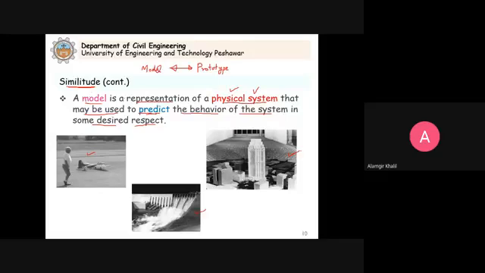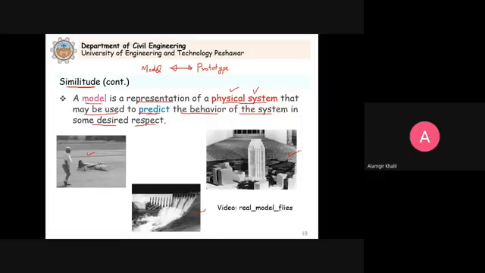Commonly we observe in application that the model is smaller than the prototype, but it is possible that in some cases the model may be larger in size than the prototype. So this is not an issue. We will see how convenient it is to build a model smaller than the prototype or larger than the prototype. The idea is to better understand the phenomena, the physical system, and then we predict the performance of the prototype.